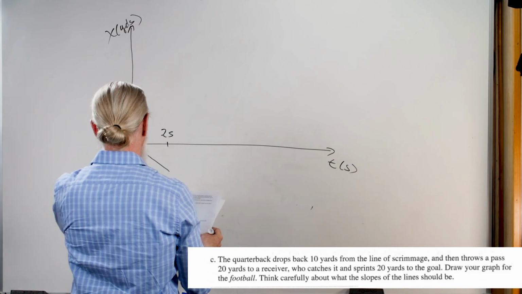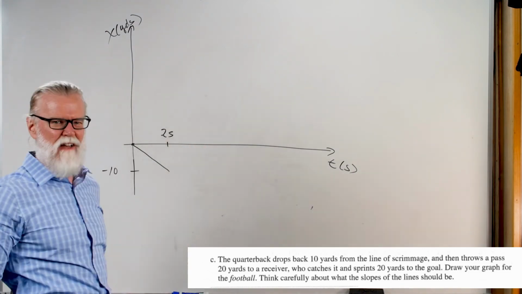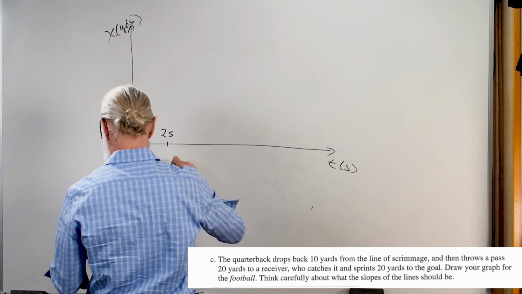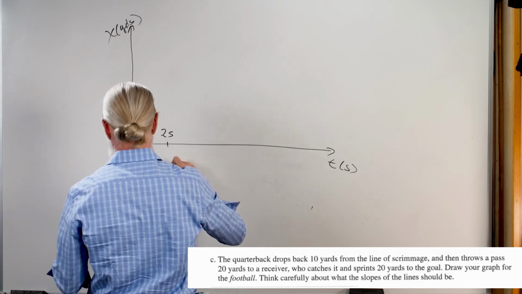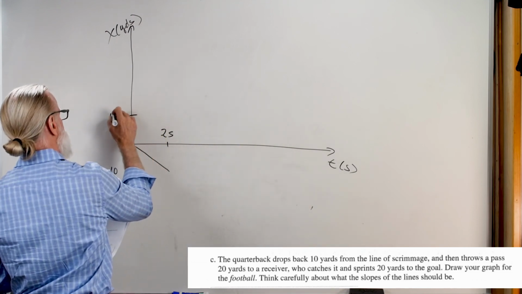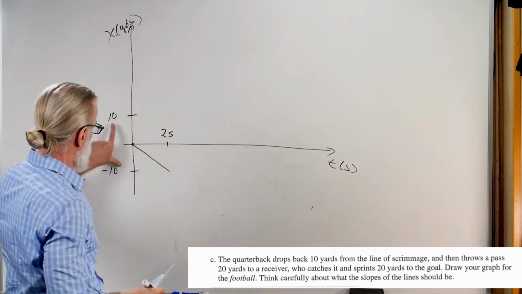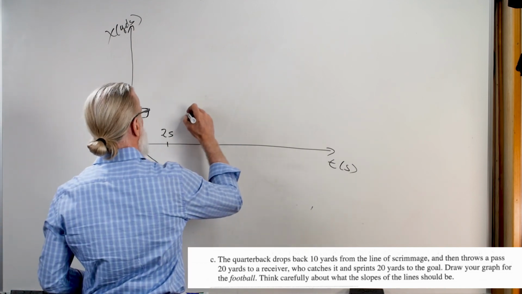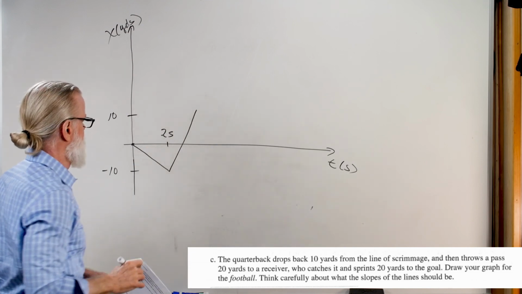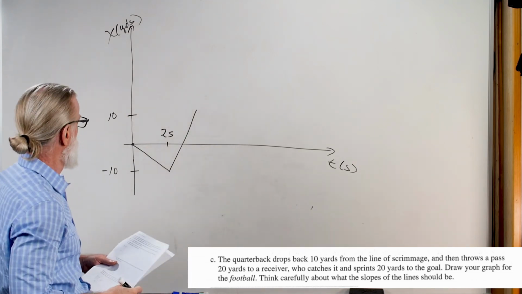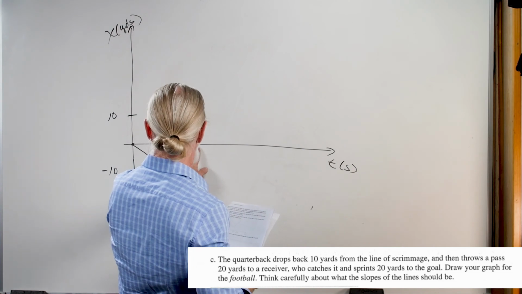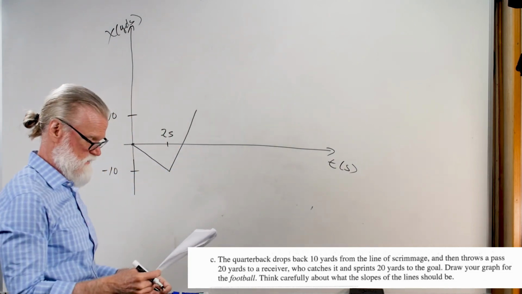And then he throws the ball. Now, you throw the ball faster than you're running. You can always throw it faster than you're running. So then he throws it 20 yards to the receiver, so the receiver is going to be at 10. He threw it 20 yards, so something like this. Significantly faster, a little over twice as fast.